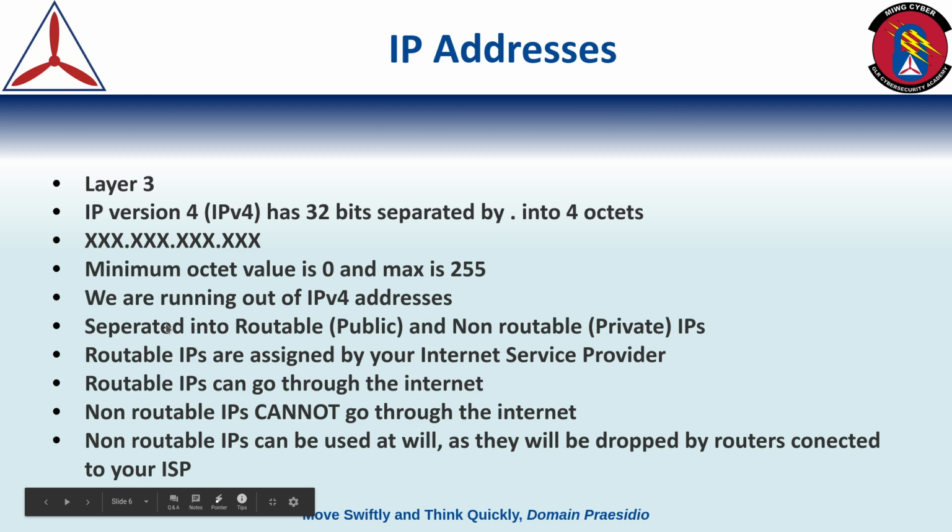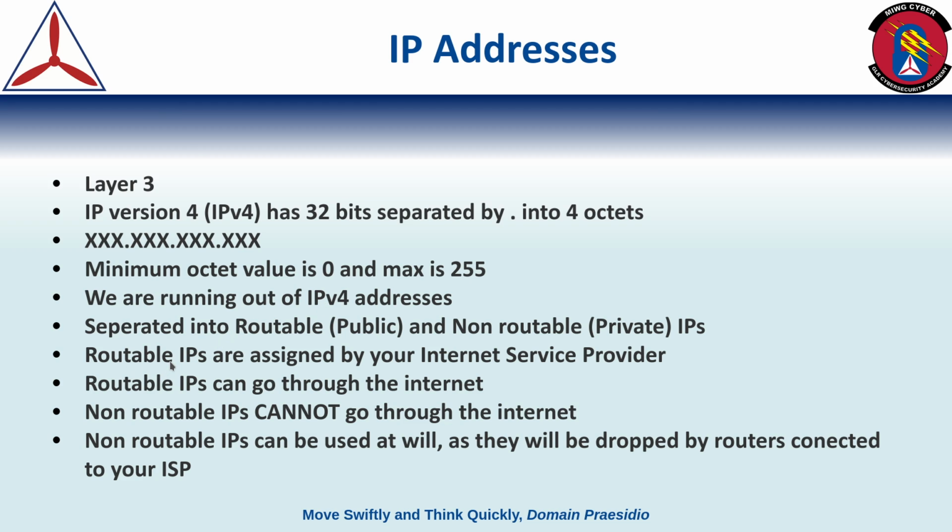Another thing that was created to slow down how fast we are running out of IPv4 addresses is that we have a couple of ranges that are routable. This means that they can be transmitted over the internet. They won't be blocked by your ISP. And then there are also non-routable or private IPs. These IPs will be dropped by your router if they're going essentially to the internet, or your ISP will block them.